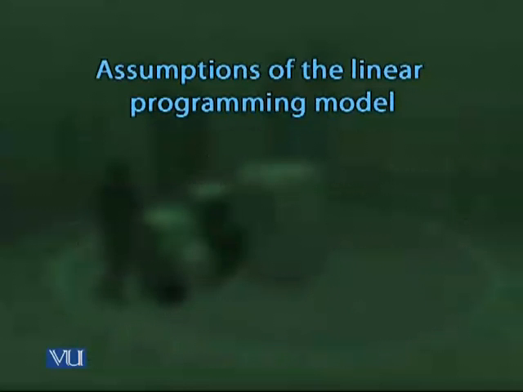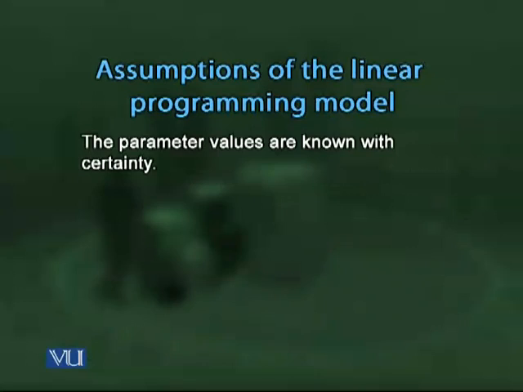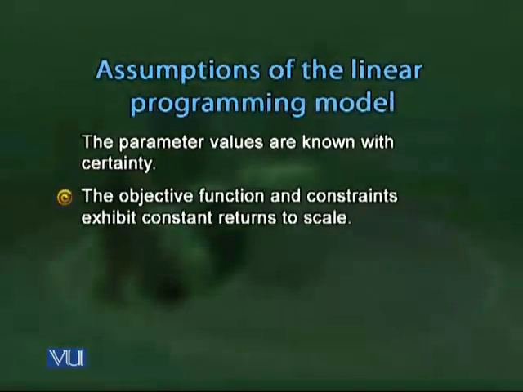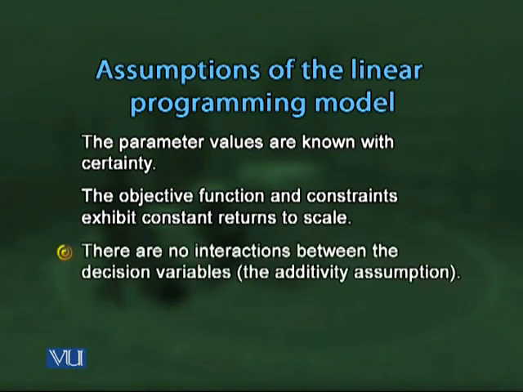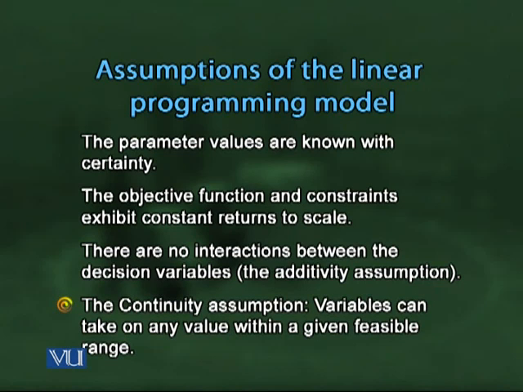Assumptions of the linear programming model include that the parameter values are known with certainty. That is, we know what the profit contribution of a particular product will be, and similarly we also know definitely how many units of an input will be used in order to produce one unit of a particular product. The second assumption is that the objective function and the constraints exhibit constant returns to scale. There is no interaction between the decision variables, that is, the additivity assumption is included here. The continuity assumption: variables can take on any value within a given feasible range.